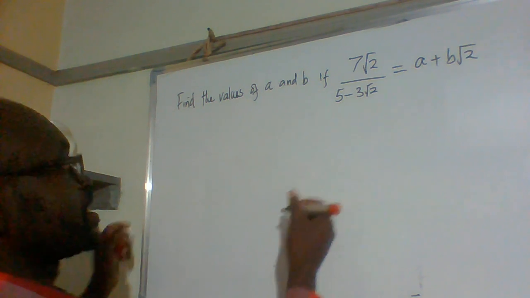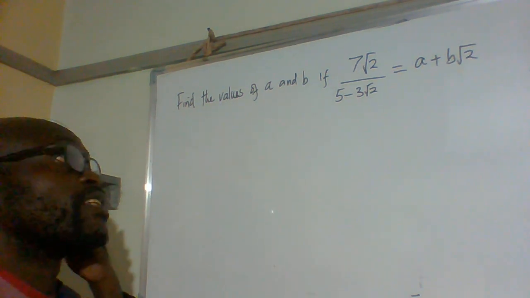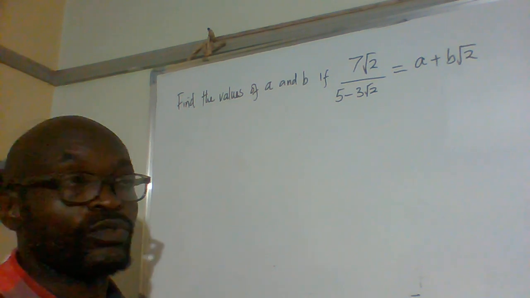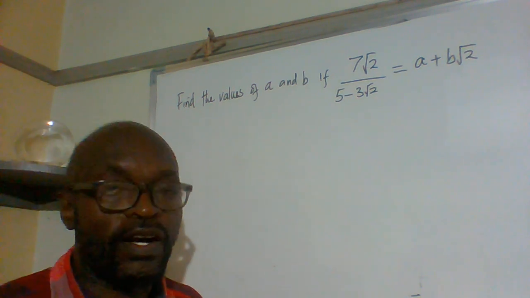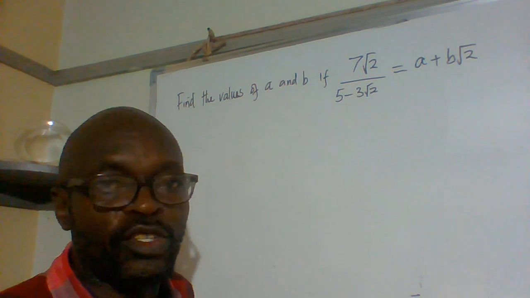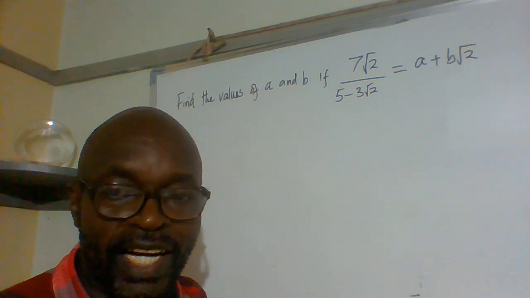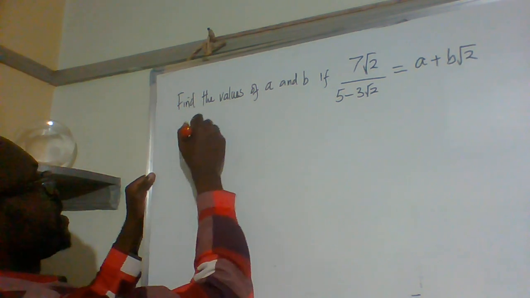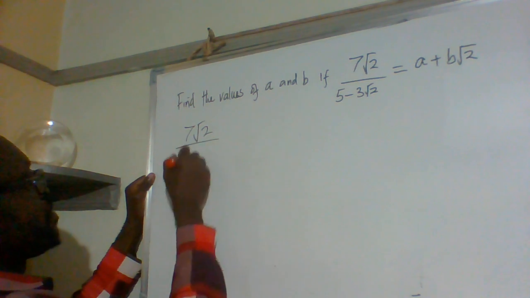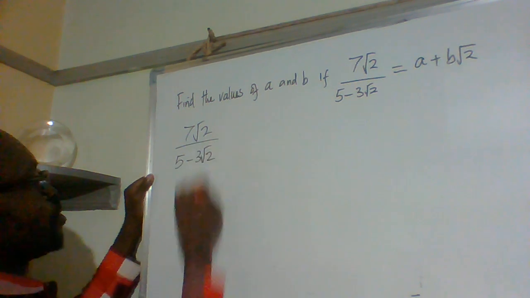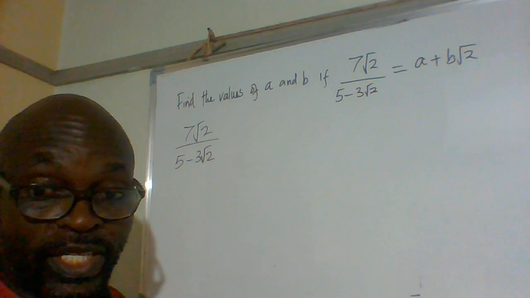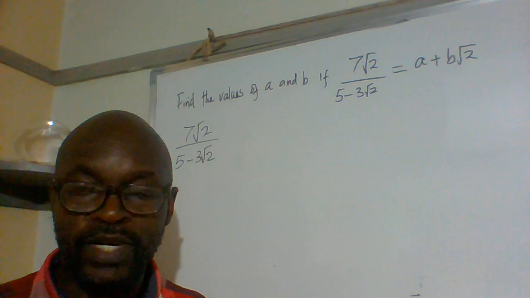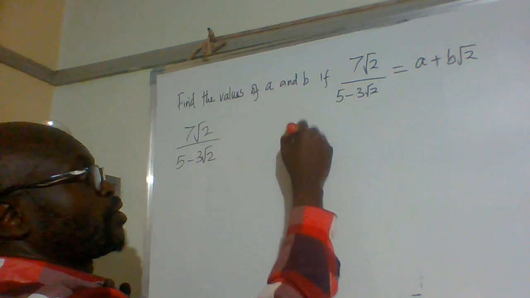Now, when you are given this, what you are actually being asked to do is to simplify the fraction. And we do the simplification of a fraction with the surds in the denominator by what we refer to as rationalization of the denominator. So in this case, we have 7 root 2 over 5 minus 3 root 2. Now, to rationalize the denominator, we need to multiply by what we refer to as a conjugate. There's a term called conjugate.